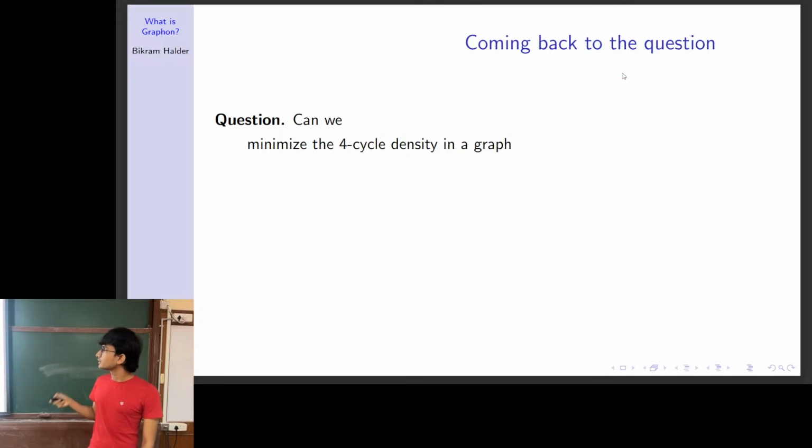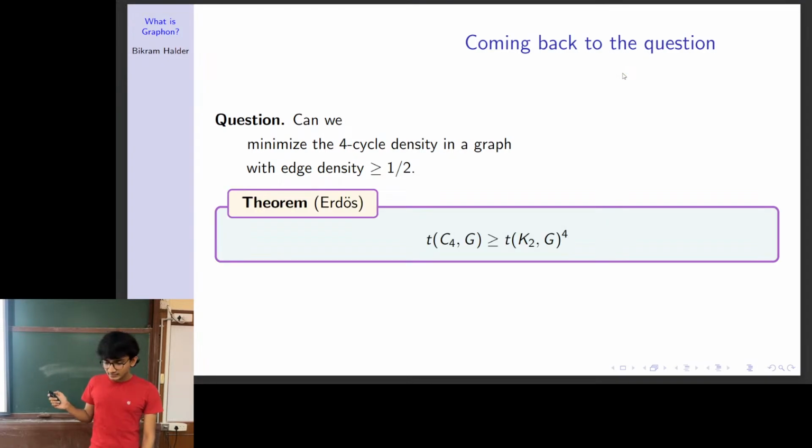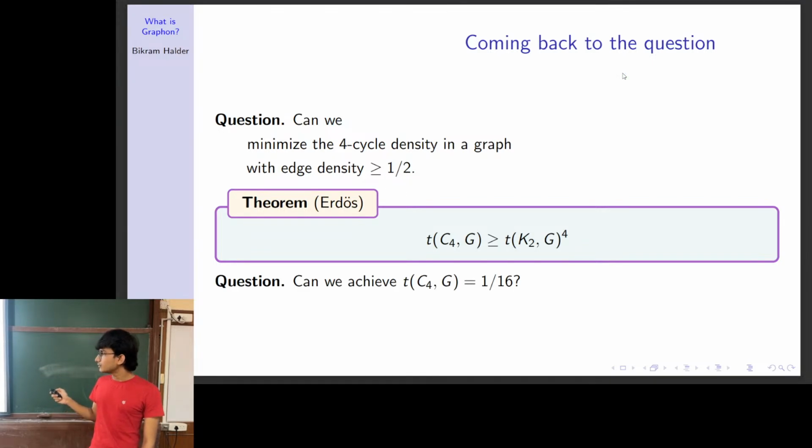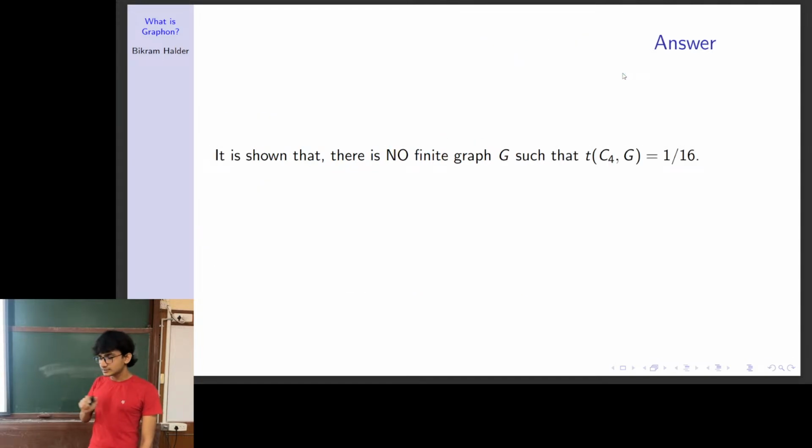Back to our previous question. Can we minimize the four cycle density in a graph with edge density at least one half? The theorem of Erdős tells that the four cycle density is at least the fourth power of the edge density of the graph. Now, if the edge density is at least half, then the four cycle density becomes at least 1 over 16. But can we achieve this minimum? Is it possible? It is shown that there is no finite graph that achieves such a minimum.